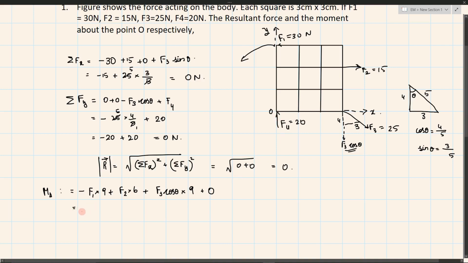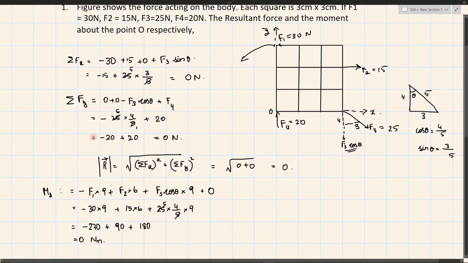So this is minus 30 into 9 plus F2, 15, into 6 plus F3, 25, into cos theta, 4 by 5, into 9. Upon simplification we have minus 270 plus 15 into 6, which is 90, plus 5 into 4 is 20, 20 into 9, so we have 180. So this is nothing but 0 Newton meter.